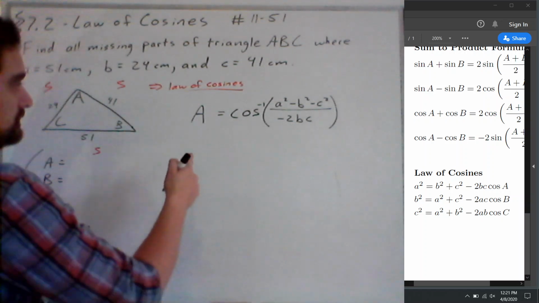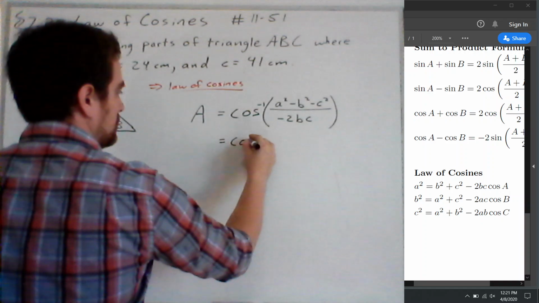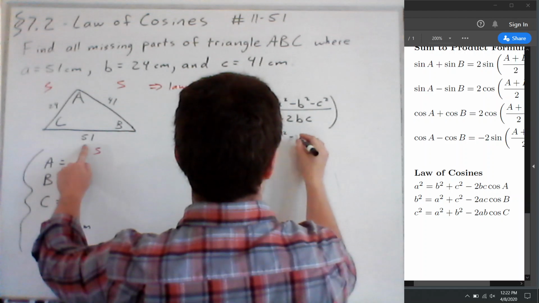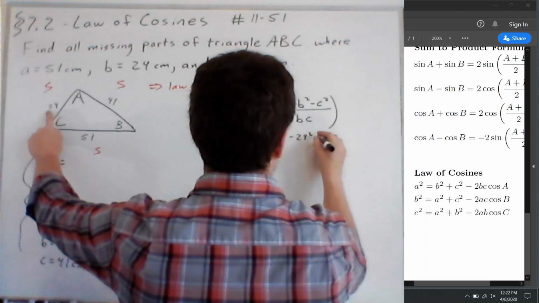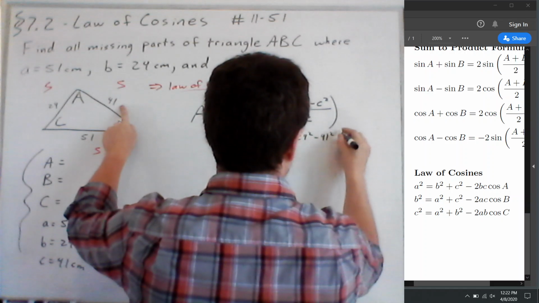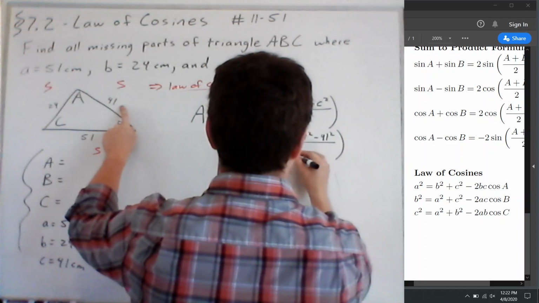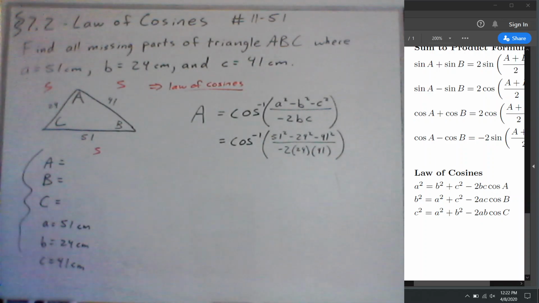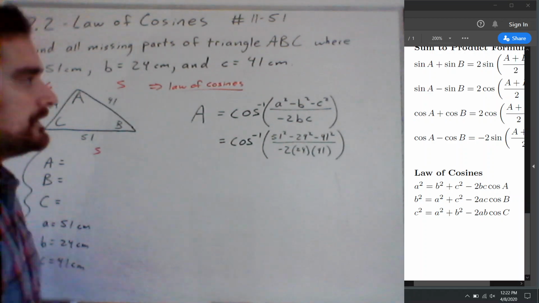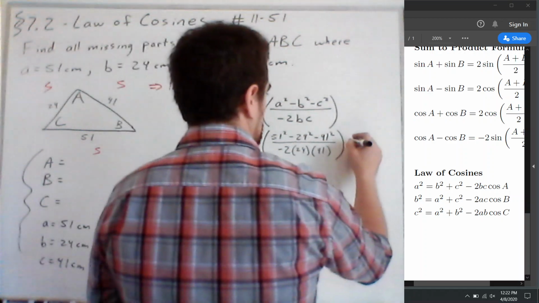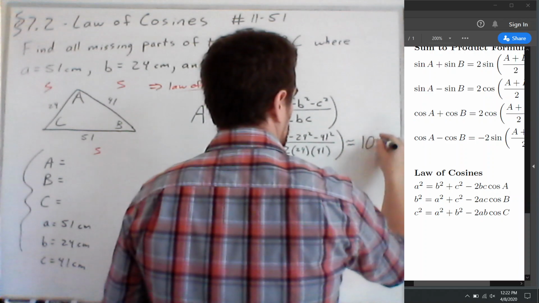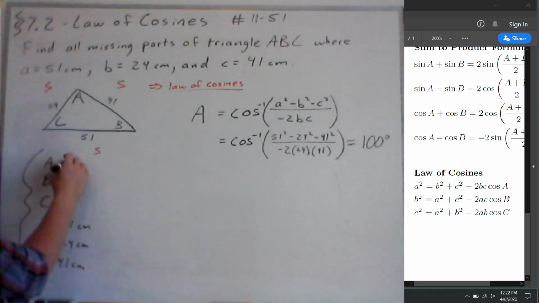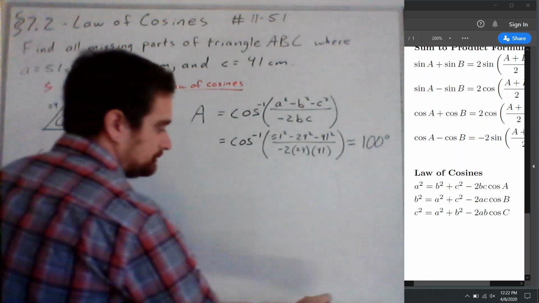Now, what this allows us to do is go to the calculator and plug in cosine inverse of, again, here's A, right, 51 squared minus, here's B, 24 squared. This is why we draw the picture. It's easier to find all these things in the picture, so we can go through and find all the pieces that we need. So if we plug that in our calculator, and again we have to approximate it, we should get something that is about 100 degrees.